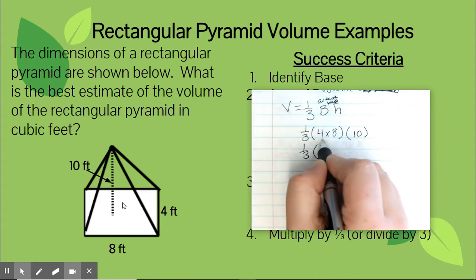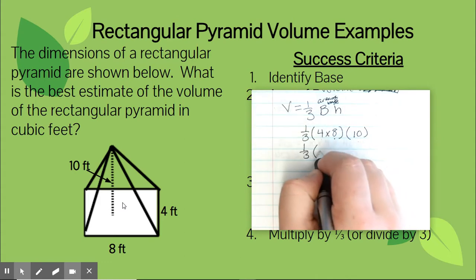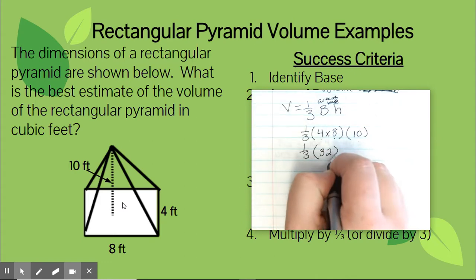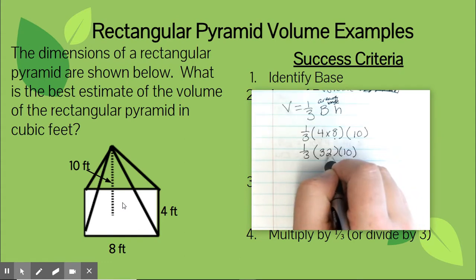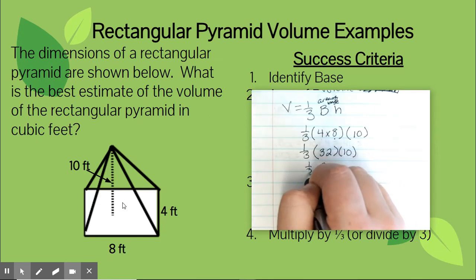I'm going to keep that 1/3 there. I'm going to do 4 times 8. 4 times 8 is 32, times 10. Remember, when I multiply by 10, I just take this number and add a 0 to it. So I'm going to get 320. And then we're going to take 1/3 of that.